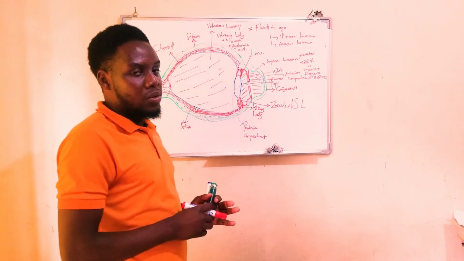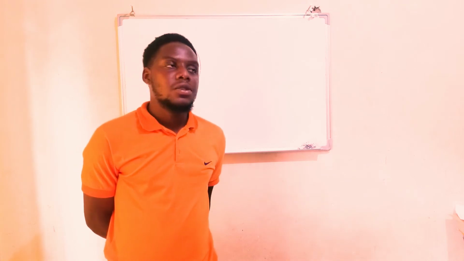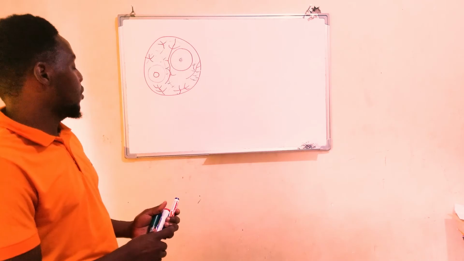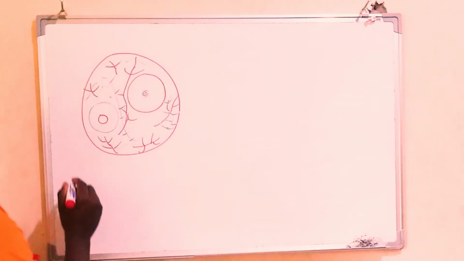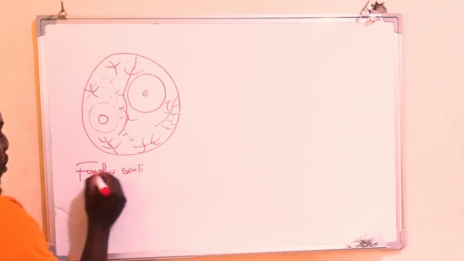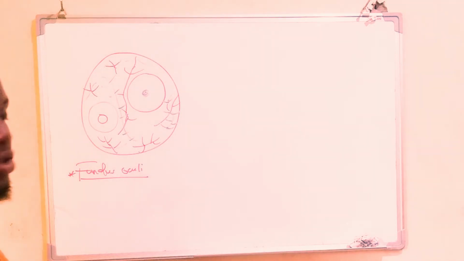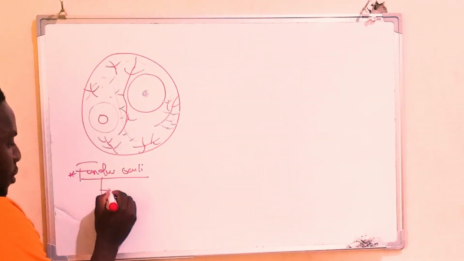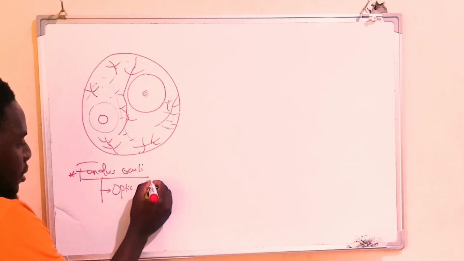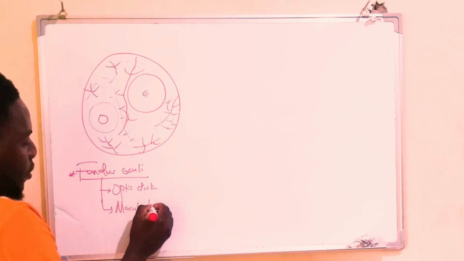So let's look at the last part of this video, which is known as the fundus oculi. Why have I decided to bring it up? I've decided to bring it up because it has got two important structures. One is the optic disc. The second one is the macula lutea.